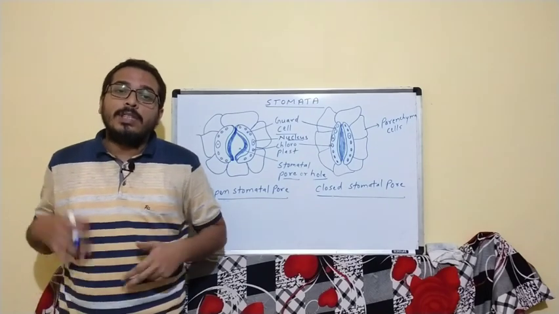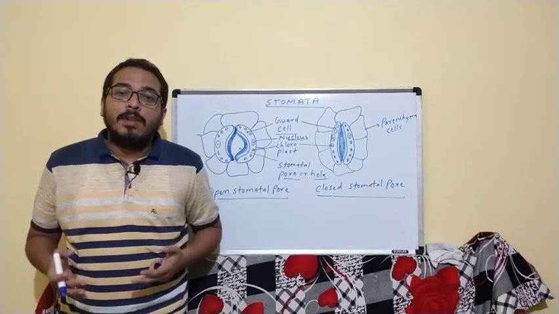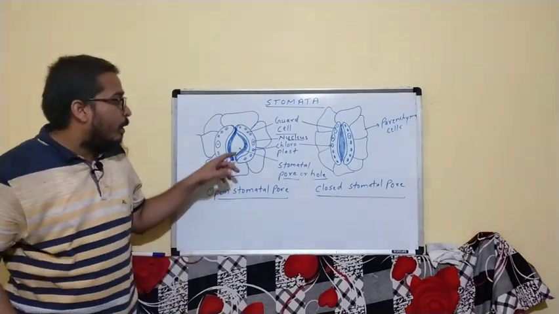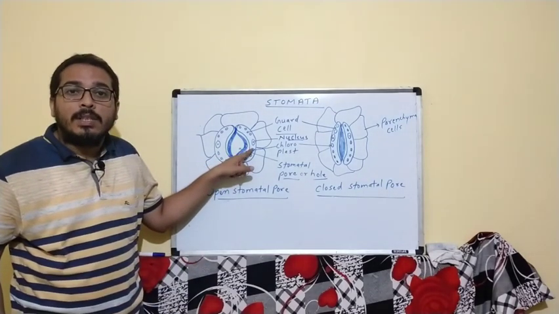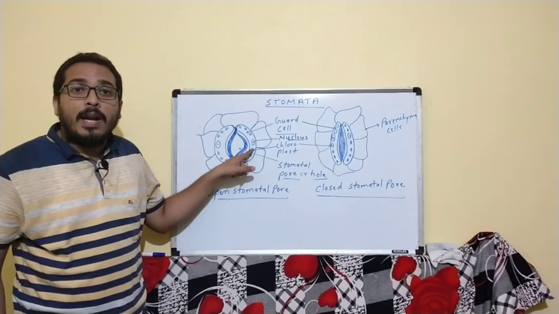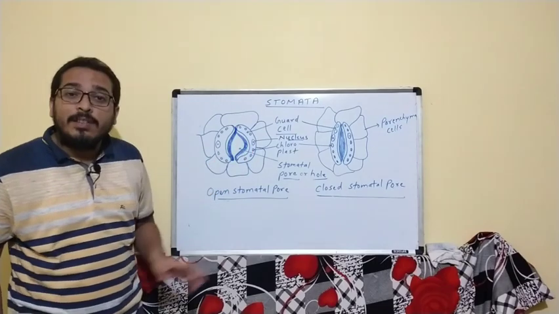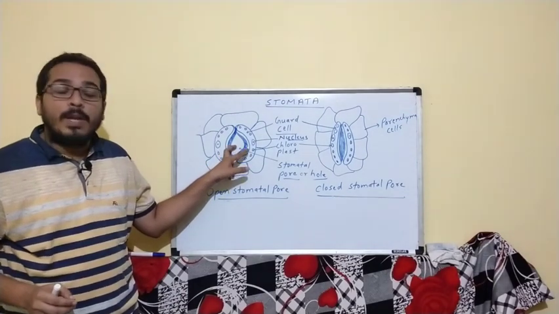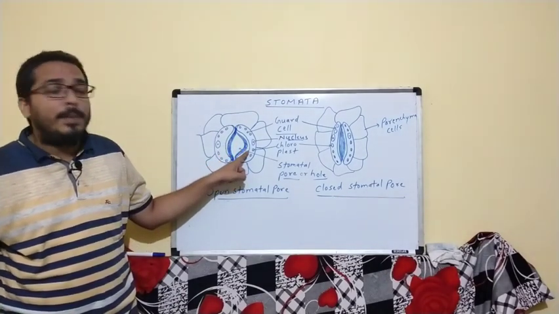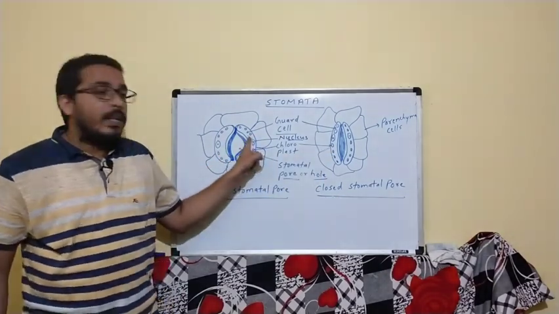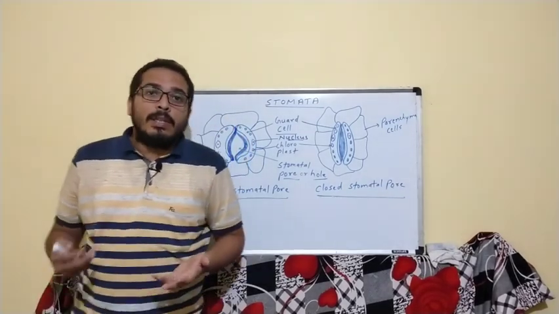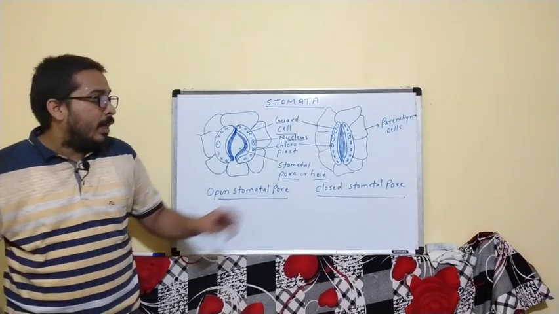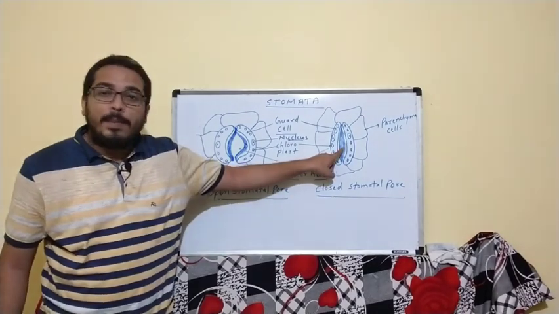Okay, and how is this tension created? Because of the presence of water. When water is flowing into this cell, the cell will swell up, and because of swelling the tension will be created. Because of this tension the pore will be open, and when the concentration of water decreases, then the particular cell becomes shrunk, and because of the shrinking of the cell this hole or pore will be closed.